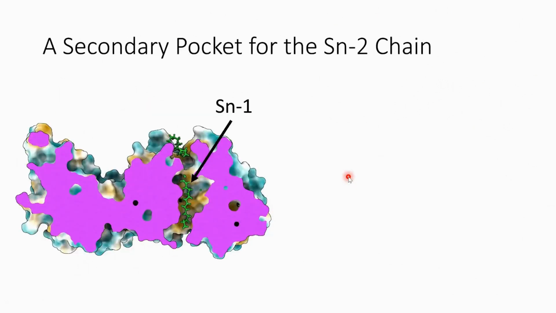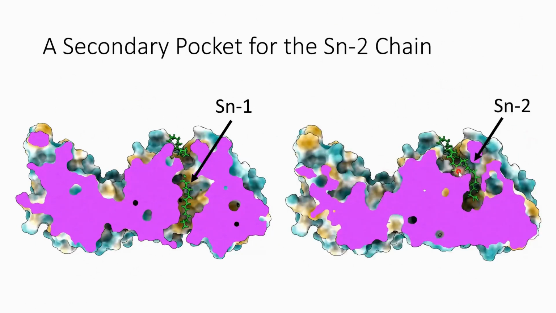What we find very interesting, though, is that the SN2 chain is located in a secondary pocket off to the side. And we wonder if this substrate discrimination mechanism could be the reason that LPL prefers the SN1 and SN3 chains. Perhaps you need the SN2 chain to occupy this pocket in order to have the most efficient hydrolysis of the triglyceride.